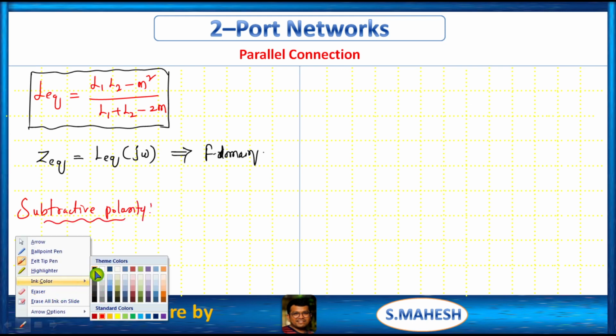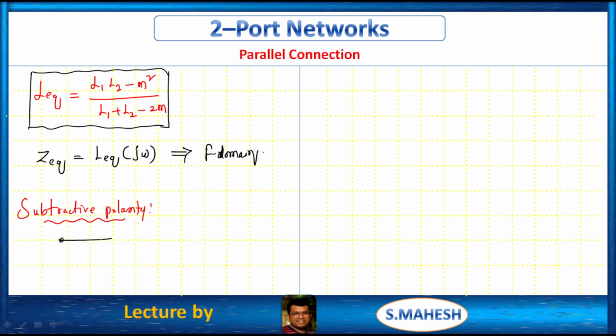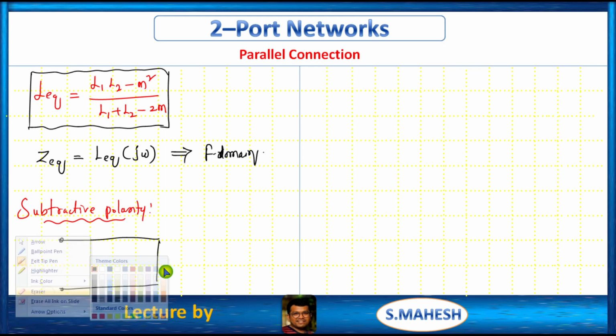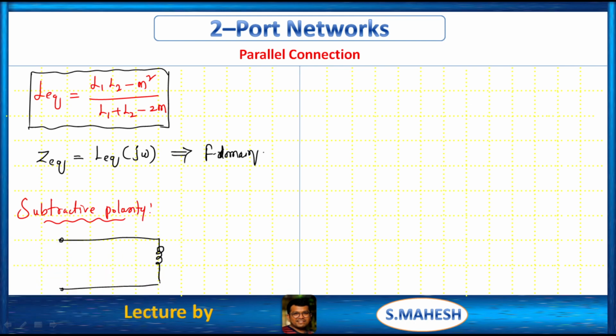Subtractive polarity means what? Like this, we are having the coils. So in this, one dot is at this place, another dot is at this place. That's it. This is I. This is I1. This is I2. So from coil 1, the current enters from the dot. From coil 2, the current leaves from the dot. That's it. So this is the coupled circuit.